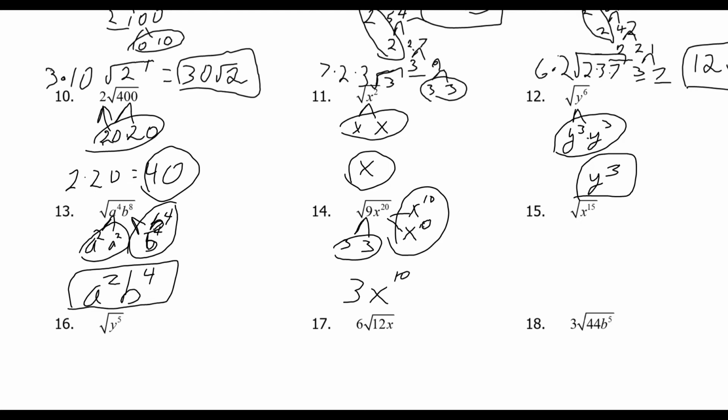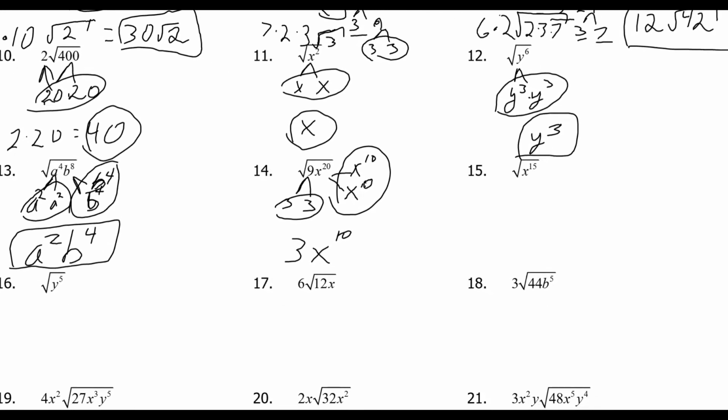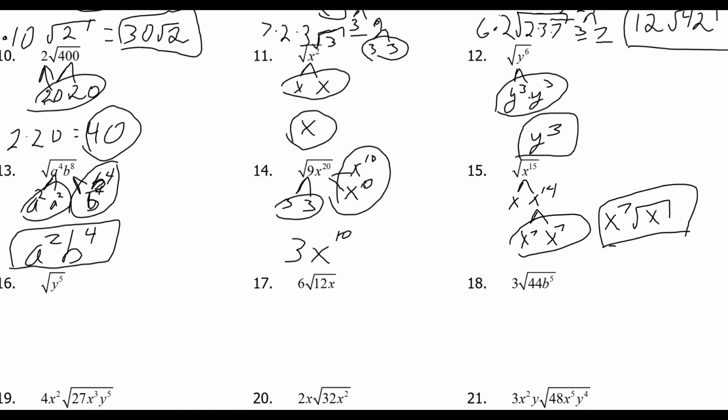Alright, now, number 15. Very simple problem. Okay, x to the 14th. So now we have something that we can get our root out of real easy. So that's x to the 7th, x to the 7th. So there we go. So now we have x to the 7th on the root of x. And there it is.